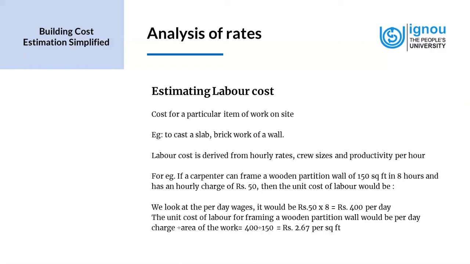The unit cost of labor for framing a wooden partition wall would be the per day charge divided by the area of the work. So we get 400 divided by 150. It was already given that the area of the wall is 150 square feet. And when we divide the per day wages by the area of the work, we have rupees 2.67 per square feet.